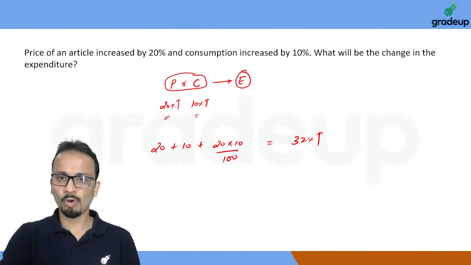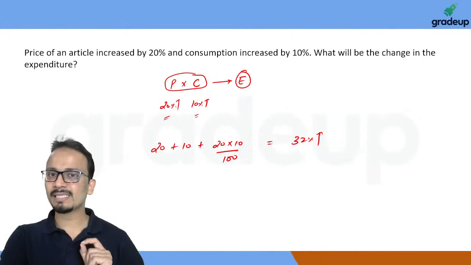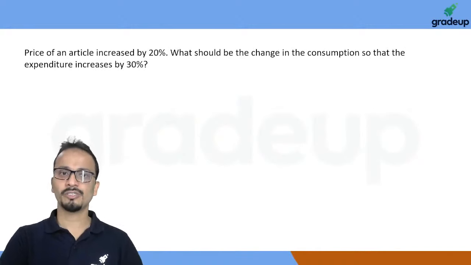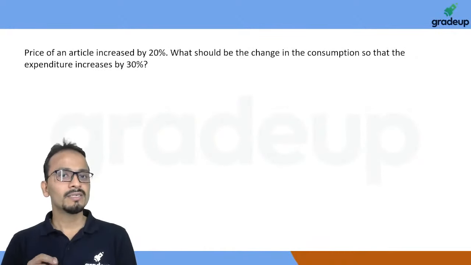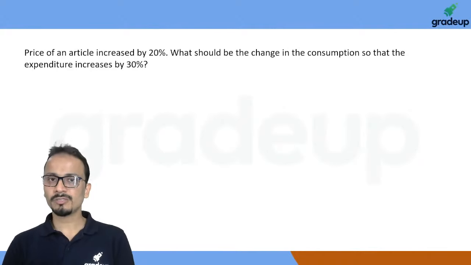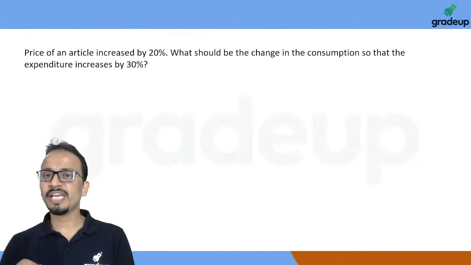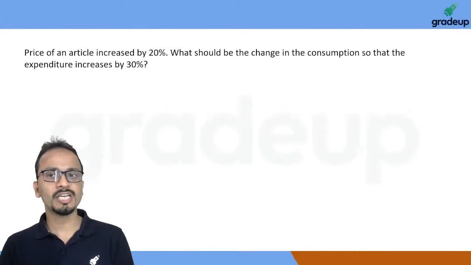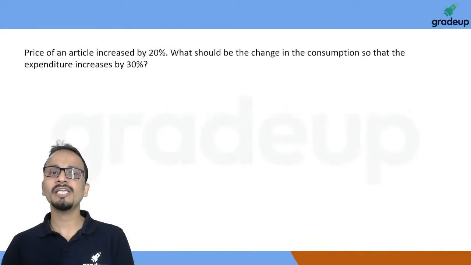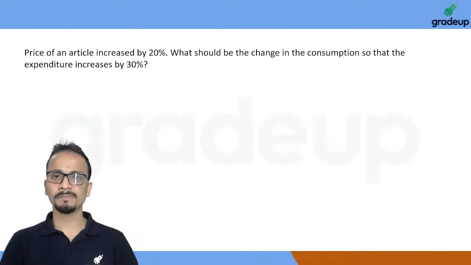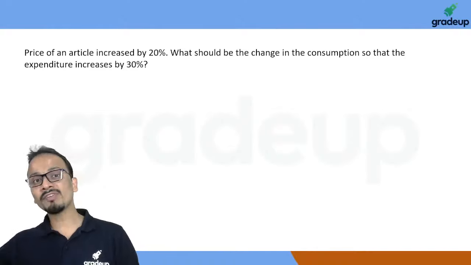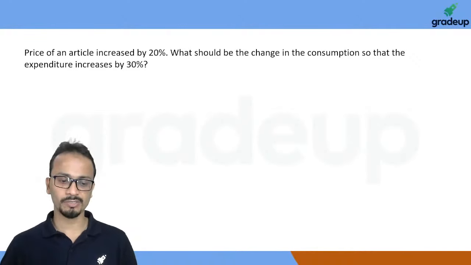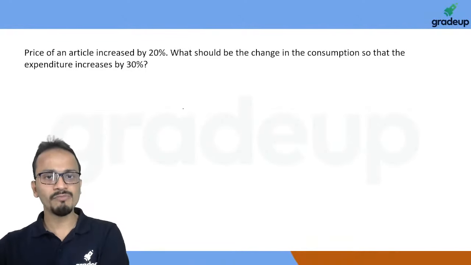Now let's apply a similar thing in the next question. So read this question carefully. The price increased by 20%. What should be the change in consumption so that expenditure increases by 30%? So now they have given a change in price. They're asking us to calculate the change in consumption and they have given the net change in the expenditure. So I'll use the same formula.